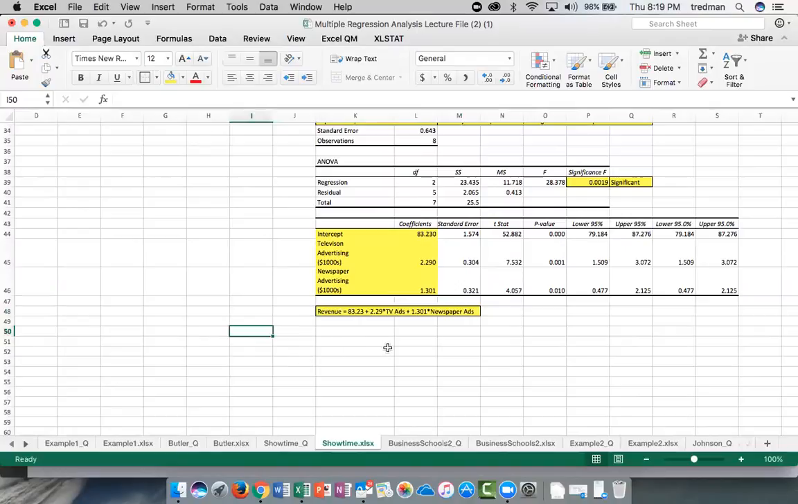So let's find out what the revenue would be if we spent $5,000 on TV ads and $5,000 on newspaper ads. So we want the revenue with 5,000 for TV, 5,000 for newspaper.